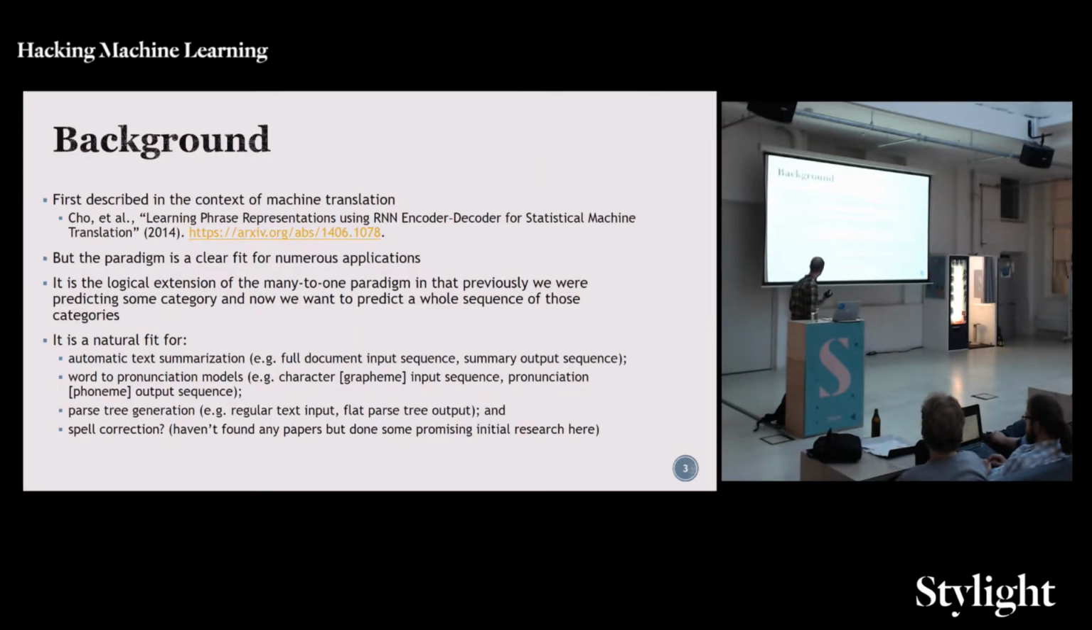So first, some background. They're relatively old, and when it comes to neural network stuff, since it's moving so fast these days, 2014 is the first description of sequence to sequence in the context of machine translation. And in fact, maybe 2 months ago, both Google and Microsoft moved their machine translation systems to sequence-to-sequence networks from the old phrase-based translation. But it's a pretty clear fit for a number of different applications.